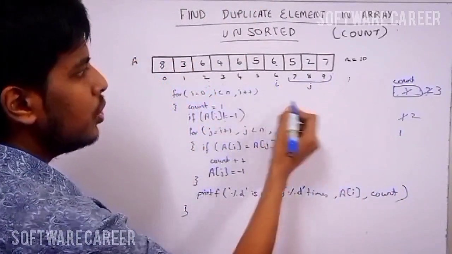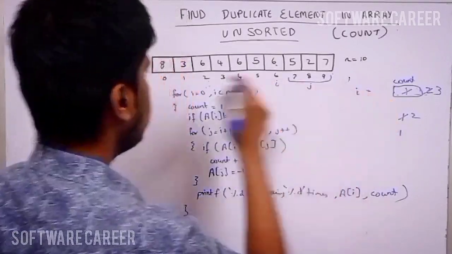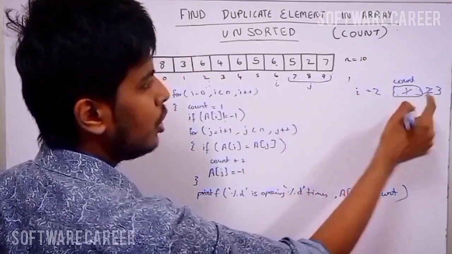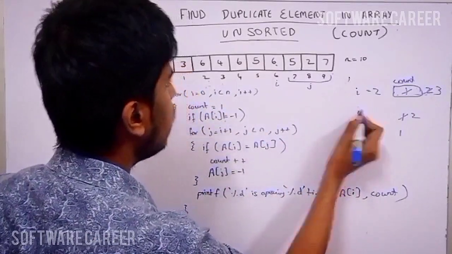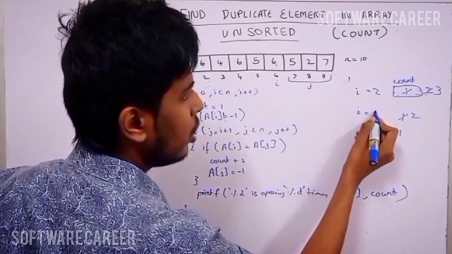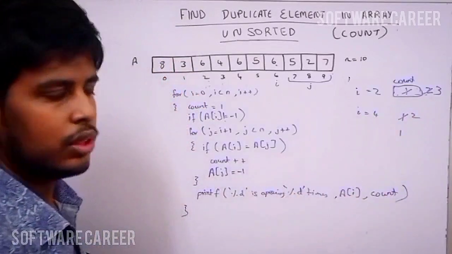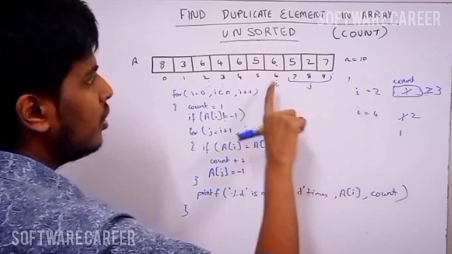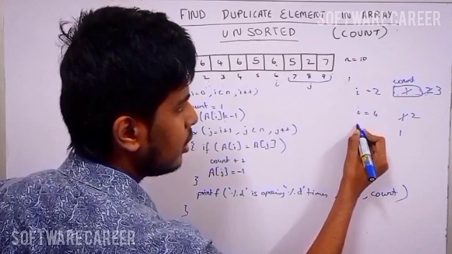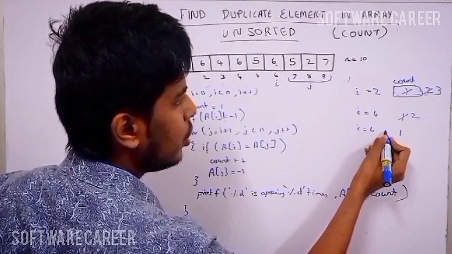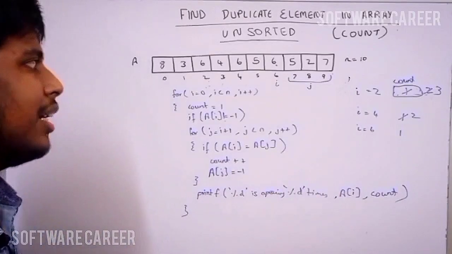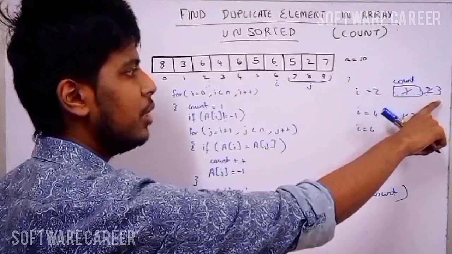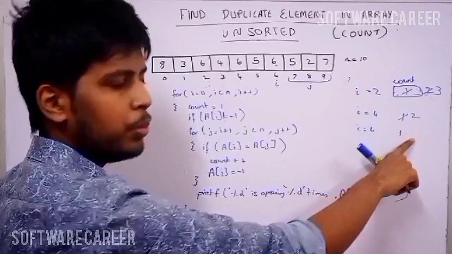So when i is at 2, you got count value as 3 for 6. Now when i is at 4, you got count value as 2. 6 is present 2 times. When i is at 6, you got count value as 1. 6 is appearing 1 time. But actually 6 is appearing 3 times. So these two are wrong outputs, right?